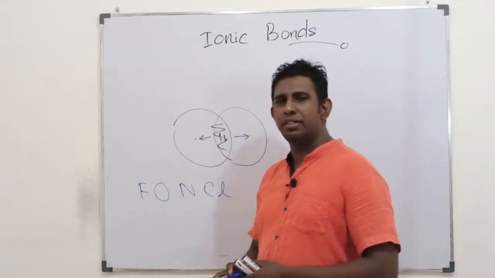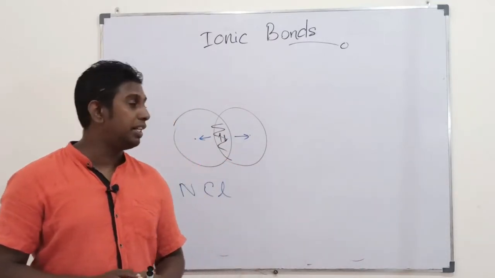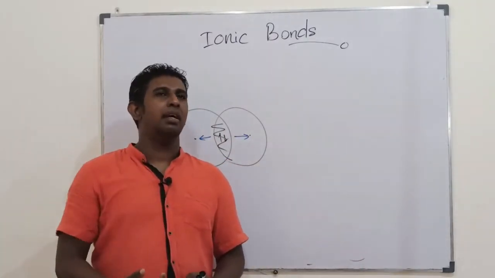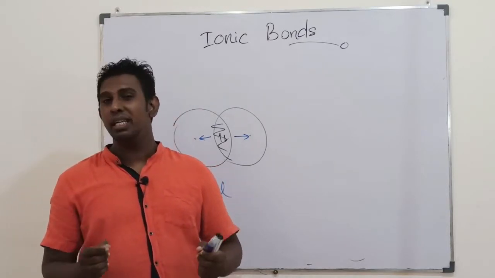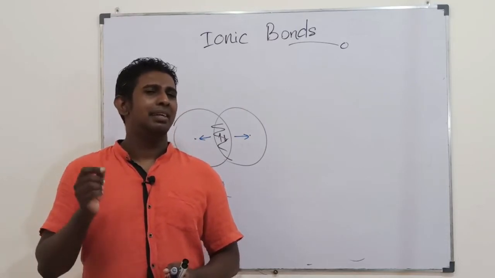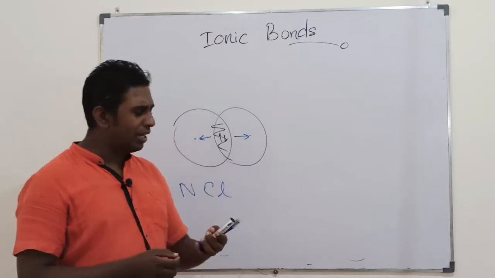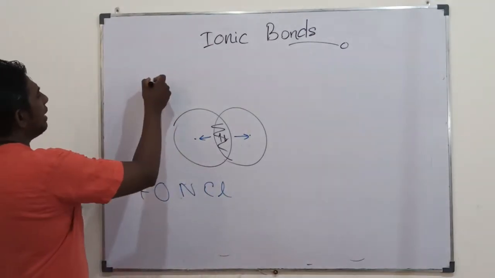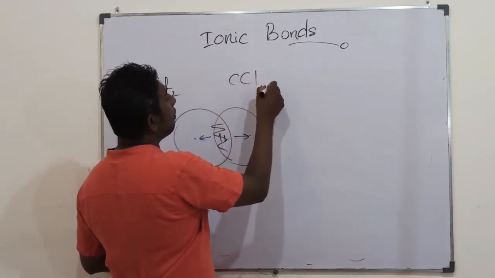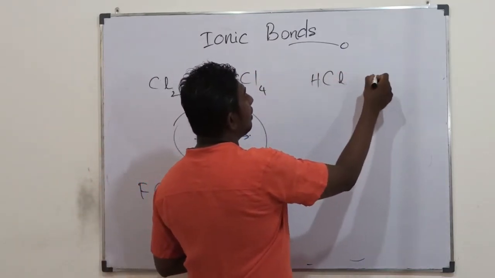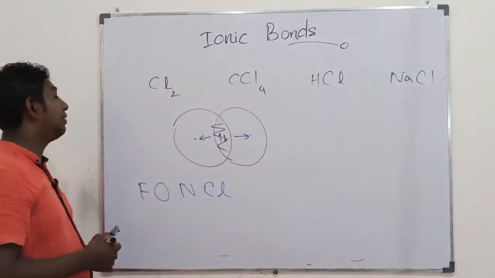Anyway, students, we are now going to apply this concept of electronegativity to explain how and why some atoms form covalent bonding only, while some other atoms form ionic bonding only. Okay, so I am going to take these as examples: chlorine Cl2, CCl4, HCl and NaCl. Let's talk about these as examples.